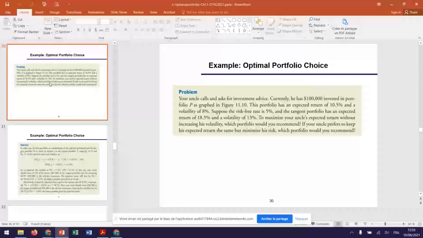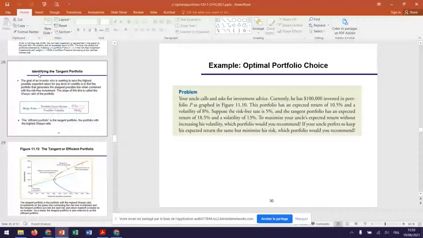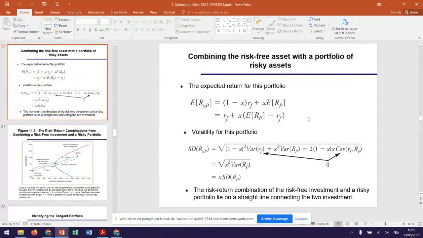What I can do is simply take this formula. My first formula is RXP equal to RF plus X times (ERP minus RF), and SDRXP is equal to X times SDRP. Now this formula I can apply to the ERXT.